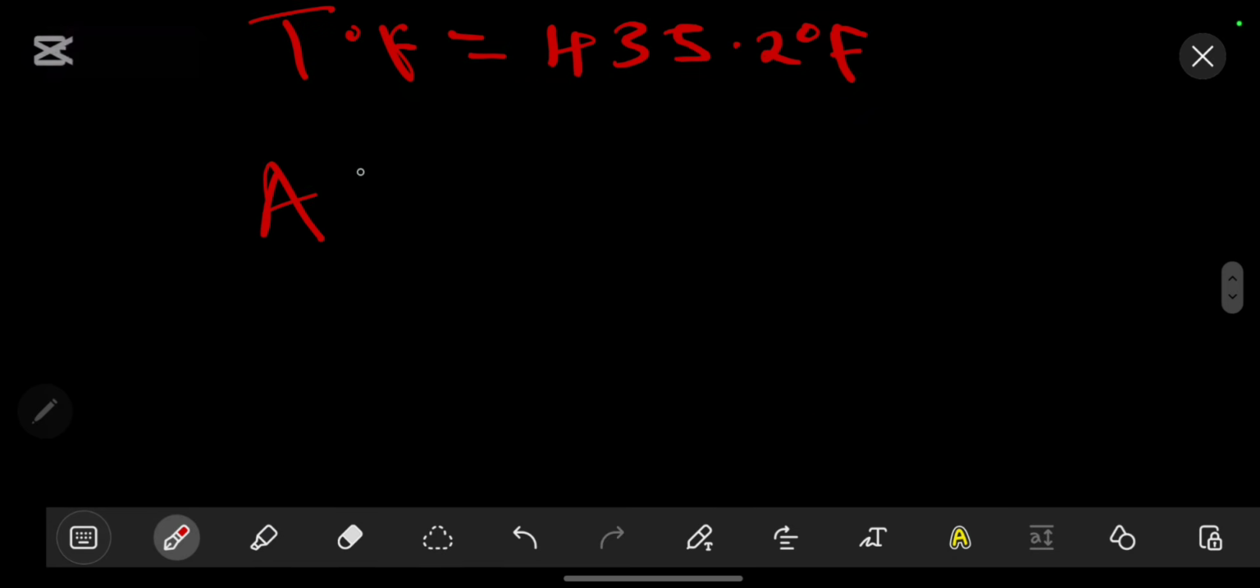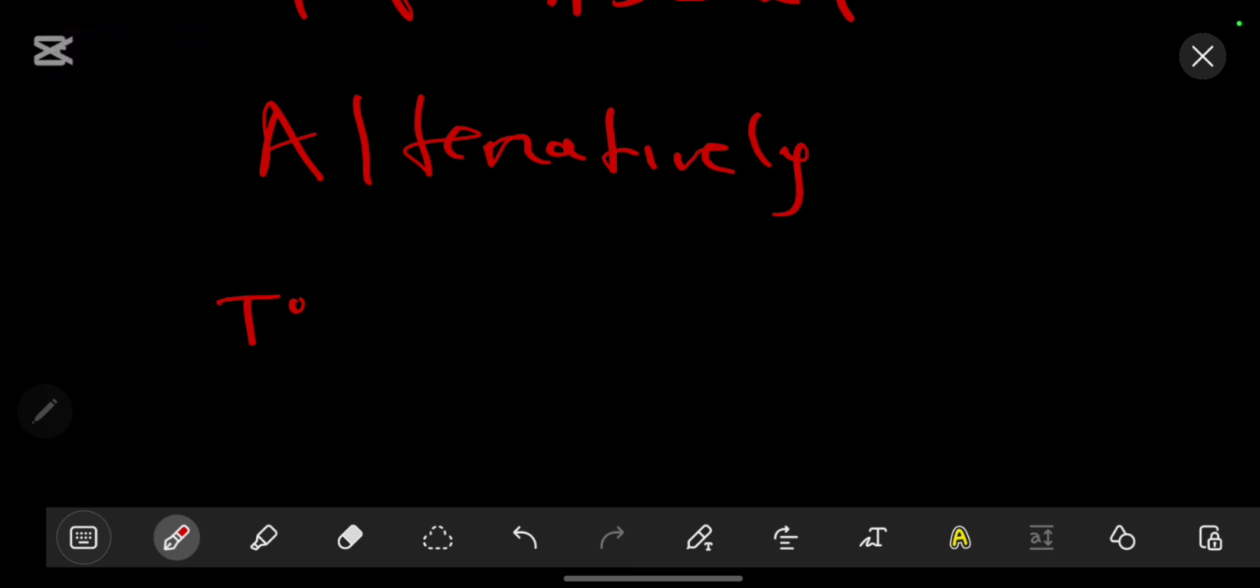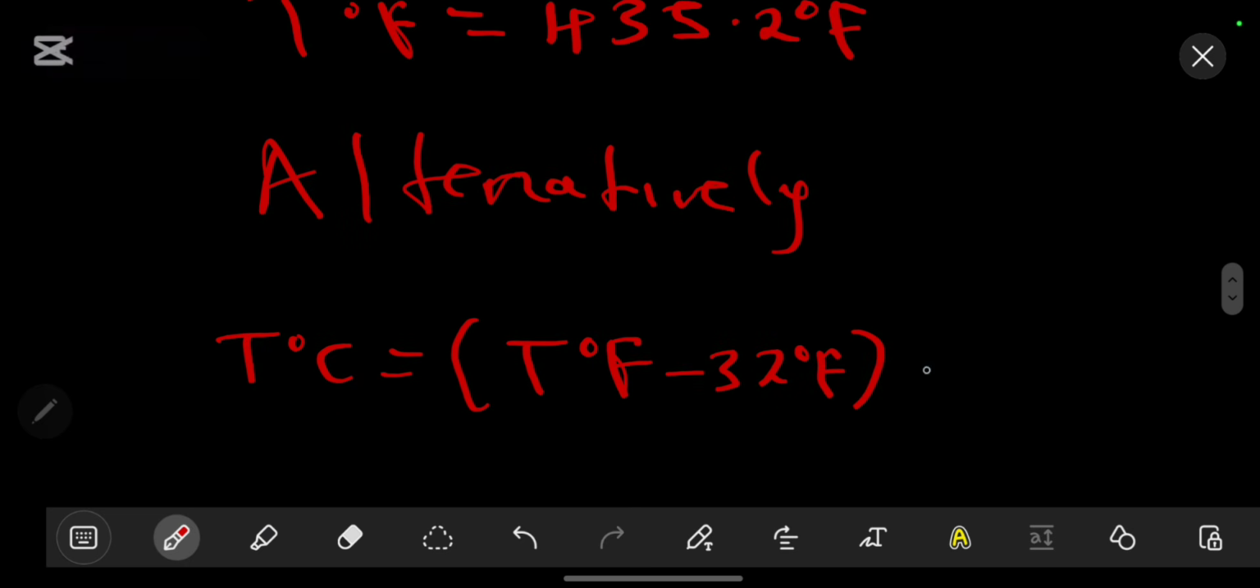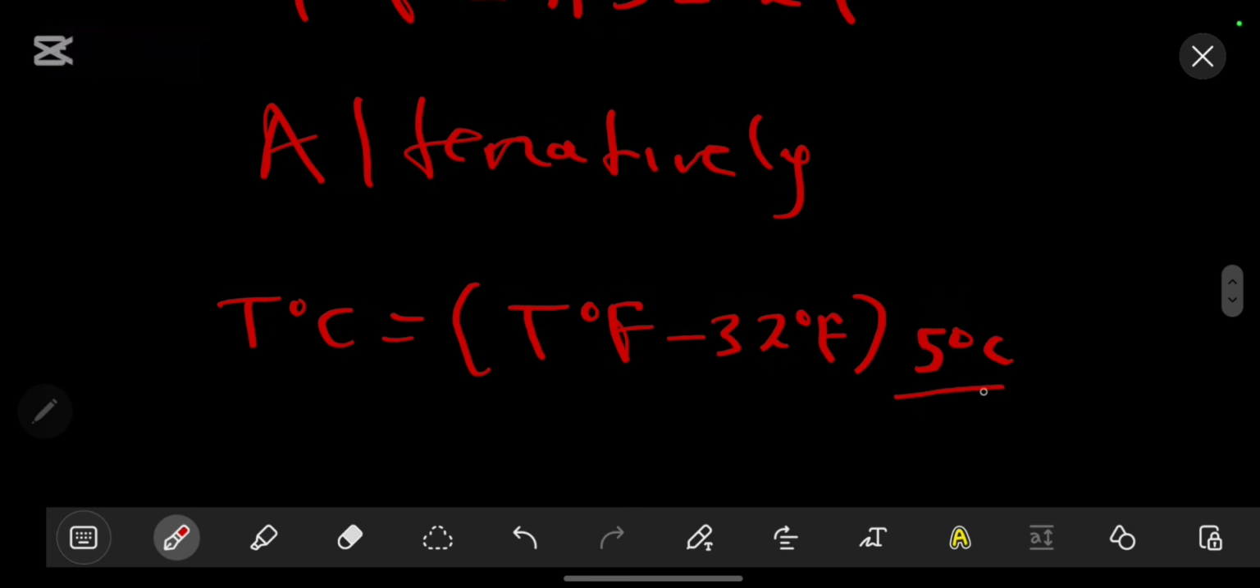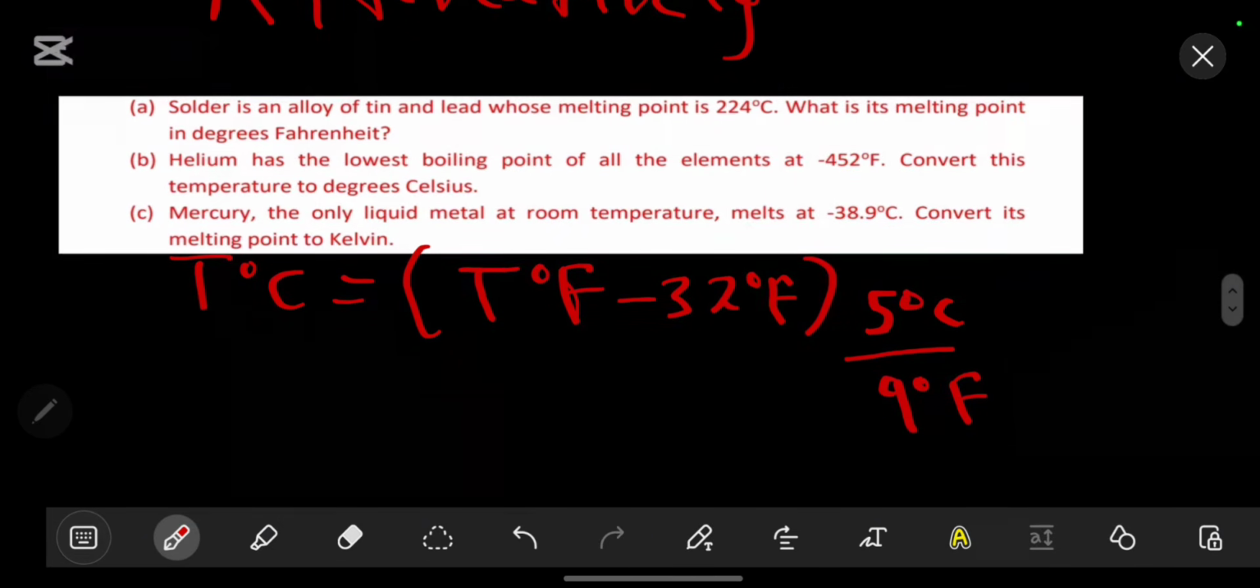Alternatively, you can use the other formula. We know that the temperature in degrees Celsius should be equal to the temperature in degrees Fahrenheit, then we subtract our 32 degrees Fahrenheit, then we multiply by 5 degrees Celsius over 9 degrees Fahrenheit. Using this formula, we can still get back to the same answer by just substituting directly if you don't want to memorize both formulas.